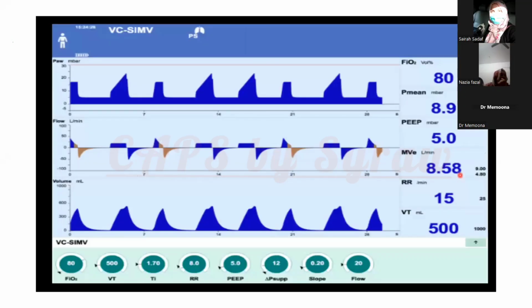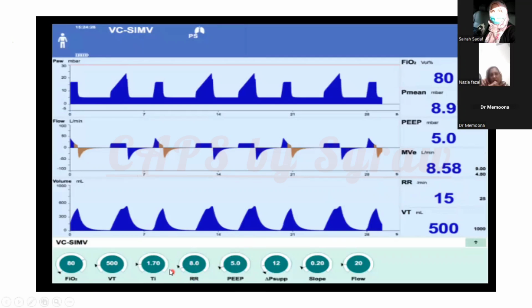This is how it looks like in VC SIMV mode. Again, there are all these settings. We have set a tidal volume because this is a VC SIMV mode. Then we have set a rate of 8. However, if you could see here on the second last box on the right side, the actual rate is 15. So where are these additional breaths coming from? These are patient-initiated breaths.